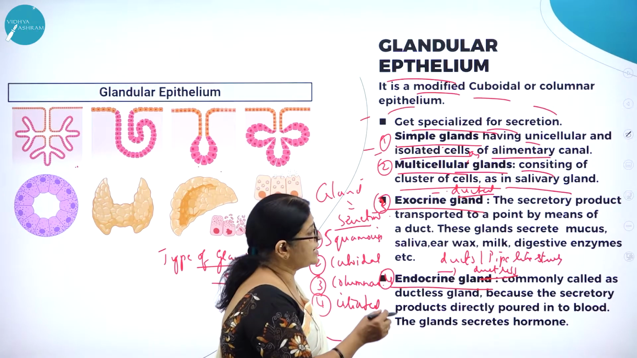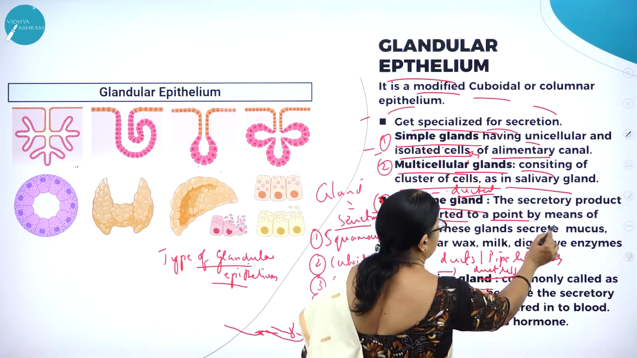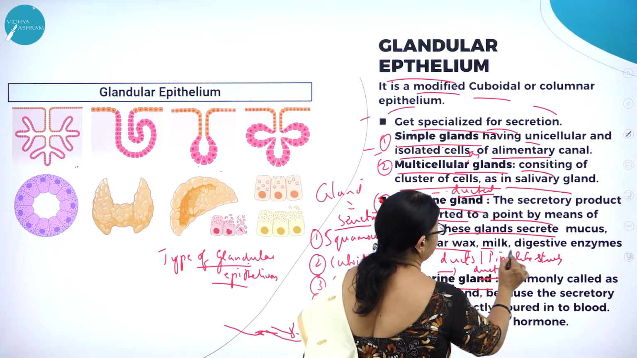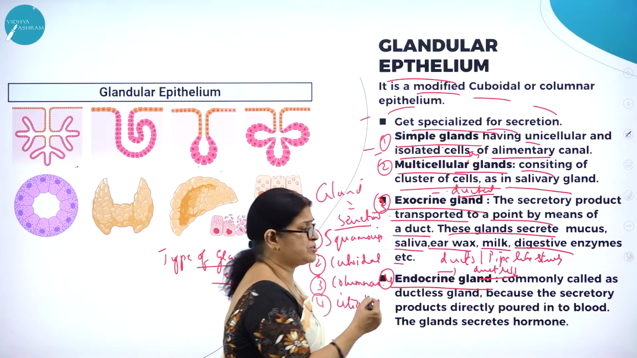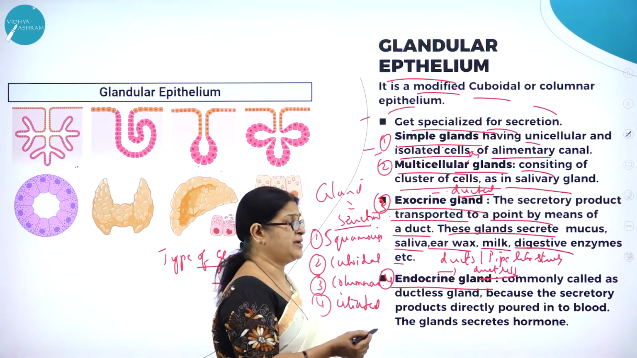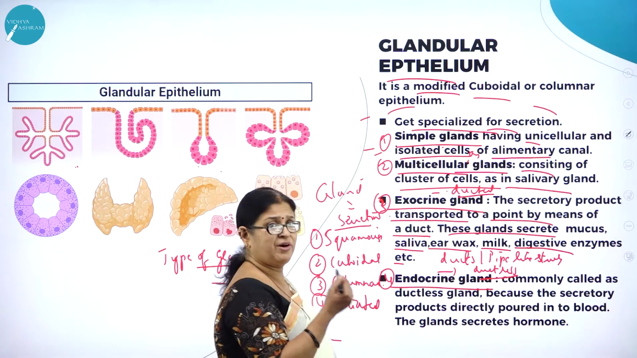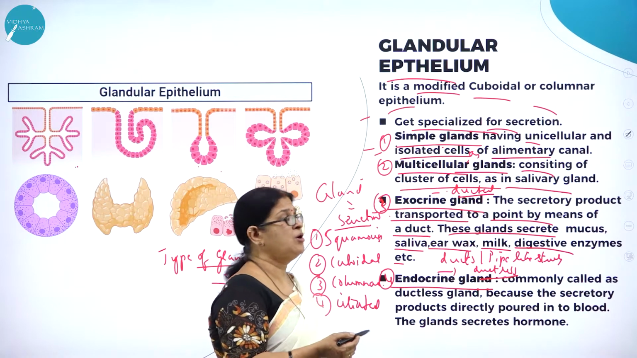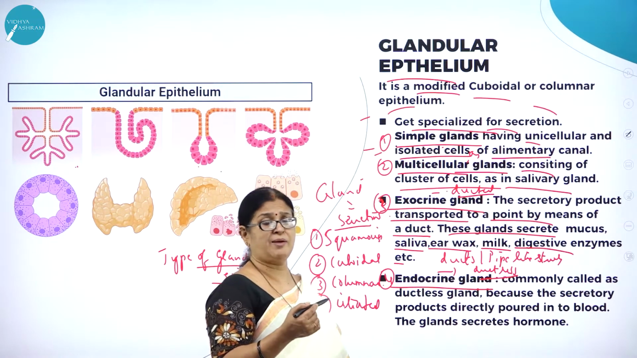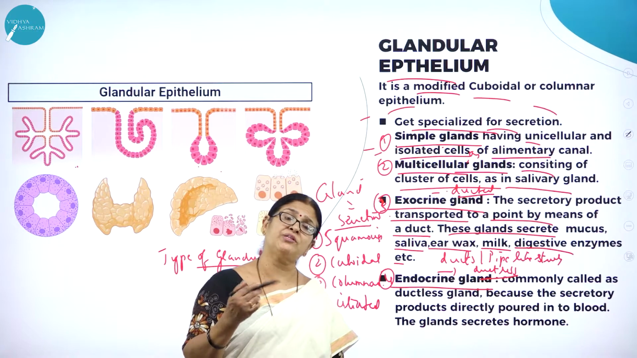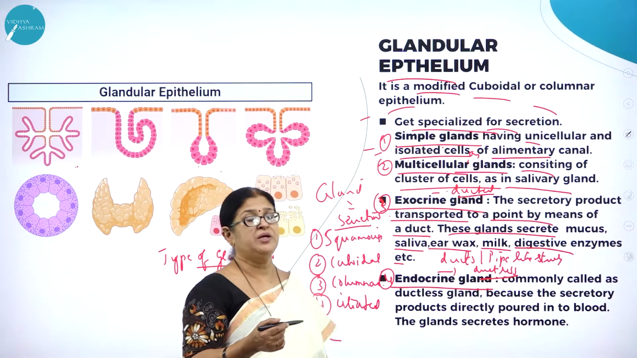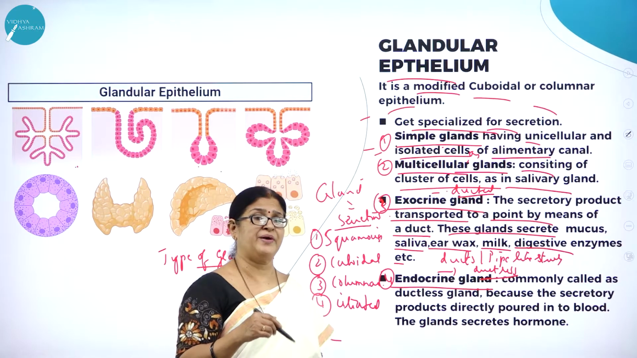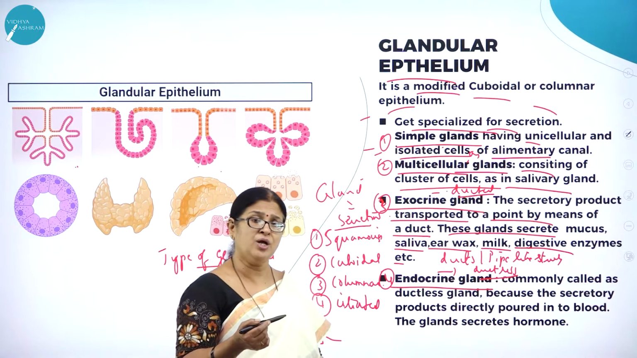So in an exocrine gland, the secretory products are transported to a point by means of a duct, and these glands secrete mucus, saliva, ear wax, milk, digestive enzymes. Mammary glands produce milk, the digestive enzymes in the digestive system, saliva of the salivary glands, and pancreatic juice of the pancreas. The pancreas has a double role. It is a heterocrine gland, both an endocrine and an exocrine gland. The exocrine part of the pancreas produces pancreatic juice, and the endocrine part produces hormones like insulin and glucagon.